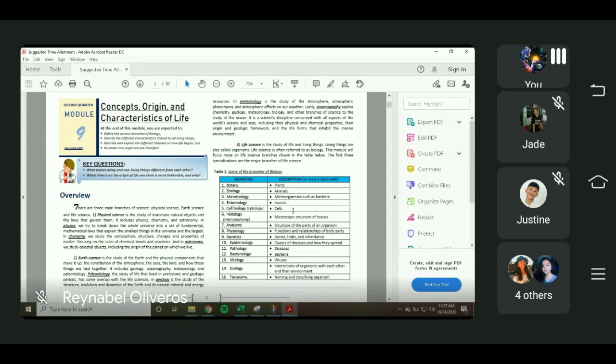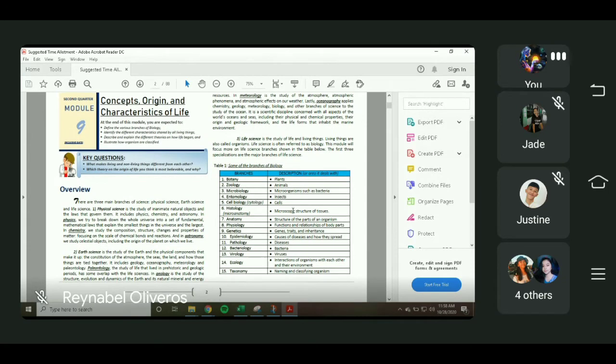Okay? Then bacteriology. Yan, about bacteria. Virology naman is the study about the viruses. Okay? Ecology is about the interaction of organism with one another and its environment. Then, taxonomy is the classification and name of organism. So, yun yung mga cover ng biology, ano? The different branches of biology wherein i-discuss natin siya ngayong second quarter. Okay? Now, let us proceed with the next page.